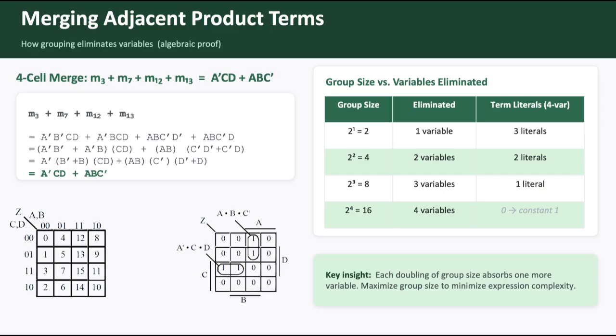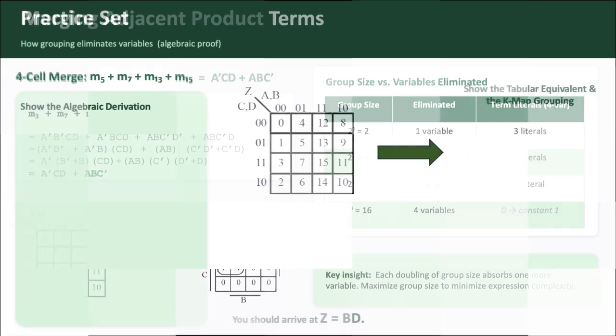Now look at the table. A group of 2 eliminates 1 variable, leaving 3 literals. A group of 4 eliminates 2 variables, leaving 2 literals. A group of 8 eliminates 3 variables, leaving 1 literal. A group of 16, all cells, eliminates all 4 variables and collapses to the constant 1. This is the key quantitative insight. Every time you double the group size, you eliminate 1 additional variable. Always push for the largest group possible.